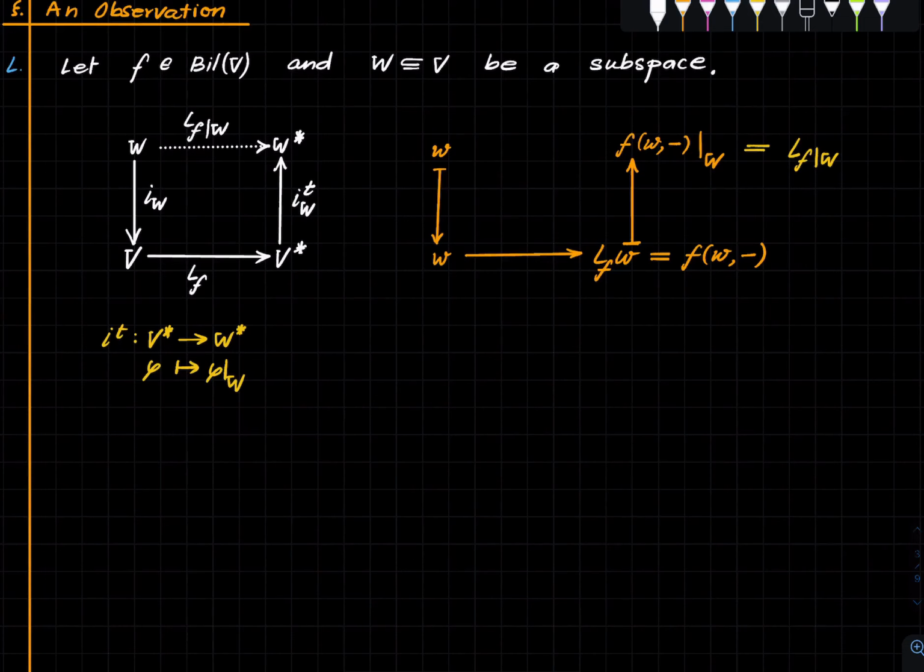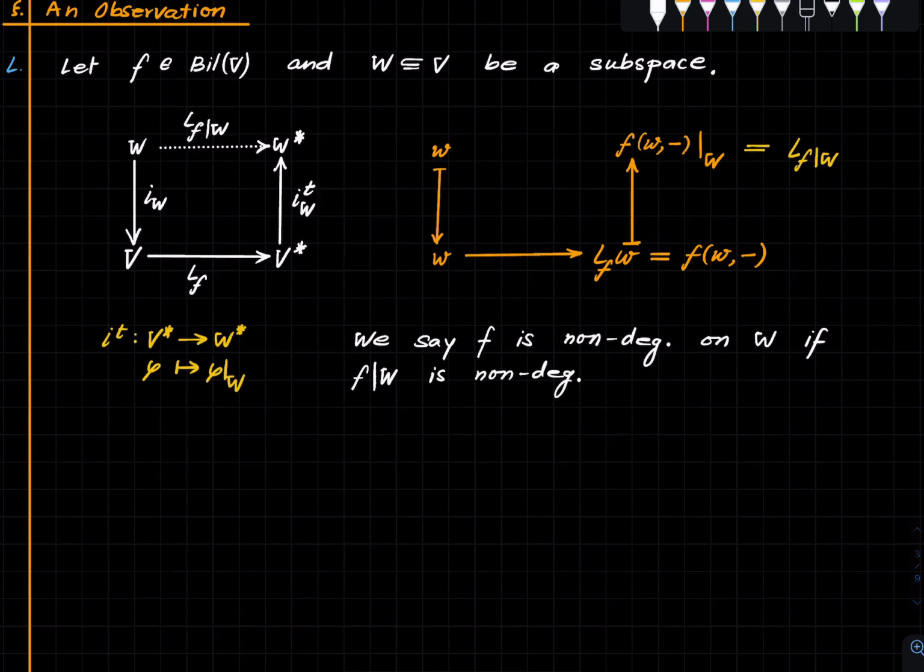Maybe I should just remind you, I don't know if I said it earlier, but we say that F is a bilinear form on the vector space V. We say that F is non-degenerate on W if F restricted to W, this bilinear form, is non-degenerate.